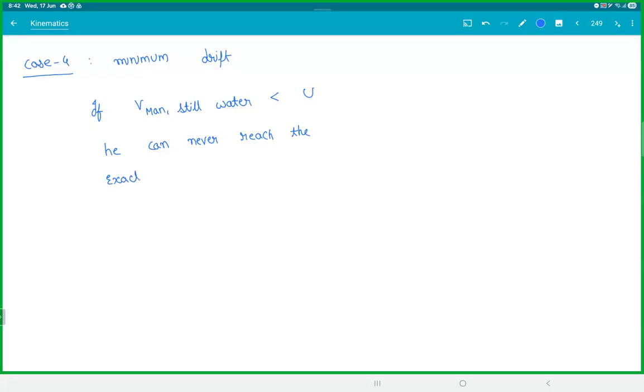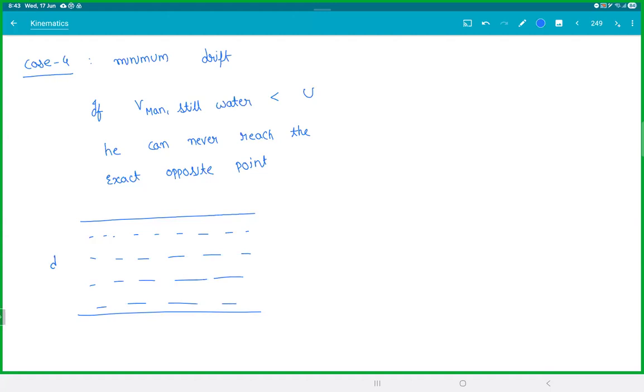Then the question is, okay, if you can't reach the exact opposite point, what is the closest you can get? That's why we call it a minimum drift. There are 2 ways to do this. One, pure differentiation. The second technique is really good using vectors. I'll teach you both, and I want you to remember the second one. It helps a lot. First, let's do brute force integration or differentiation.